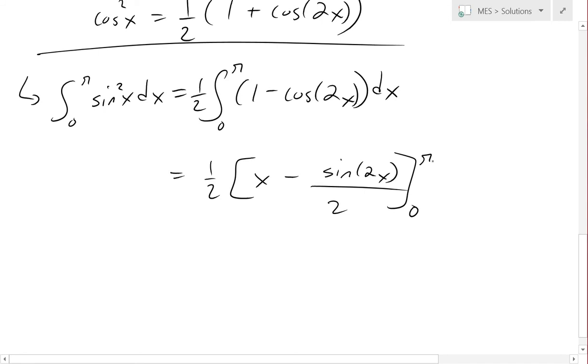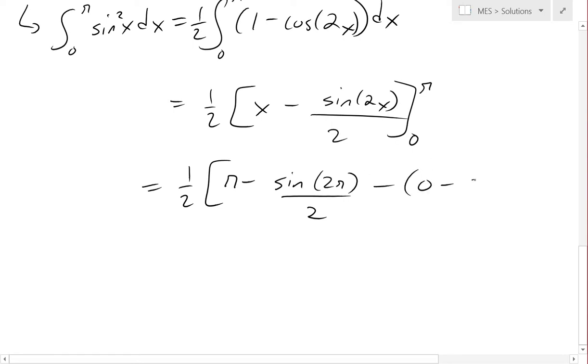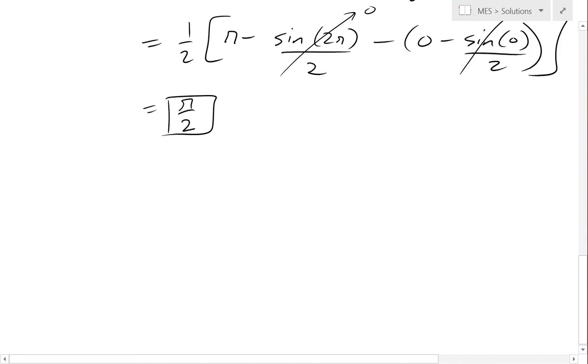Now from 0 to pi, we can evaluate this. It's 1/2 times (pi minus sine 2 pi divided by 2), minus (0 minus sine 0 divided by 2). Sine of 0 is just 0, and sine of 2 pi is also 0. So this will just be pi over 2, and that is our answer.